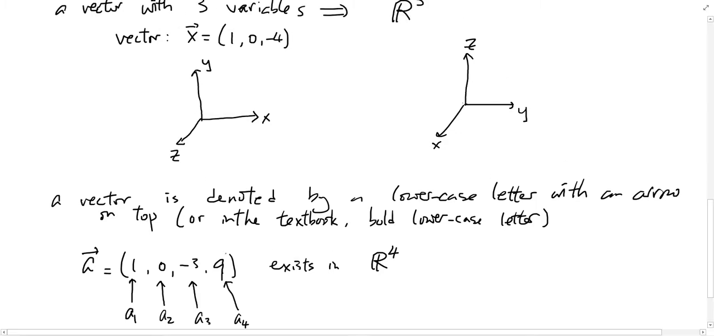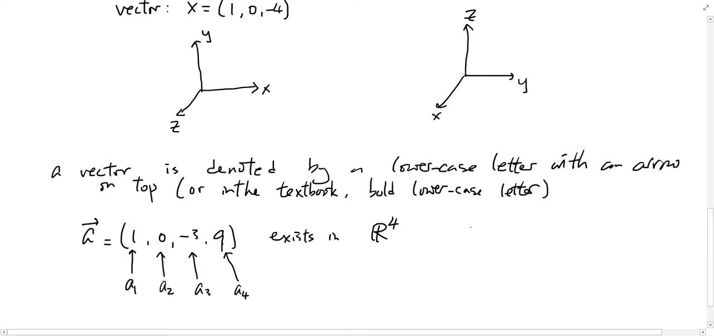Also, another thing that's interesting is that a vector sometimes can be written not horizontally but vertically. And when it does that, then we just don't use the comma to separate them. We just kind of have them one on top of the other. So that's a vertical representation of a vector, and that's a horizontal representation of a vector.